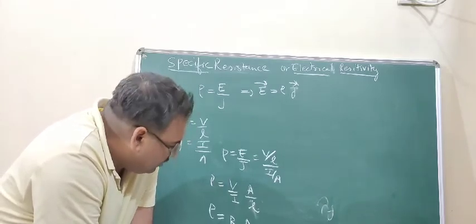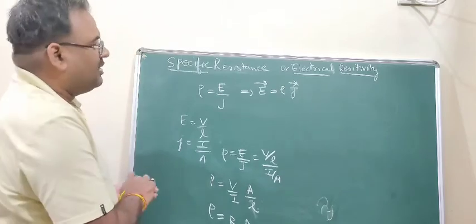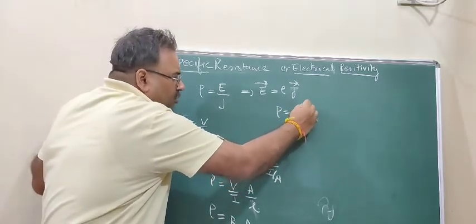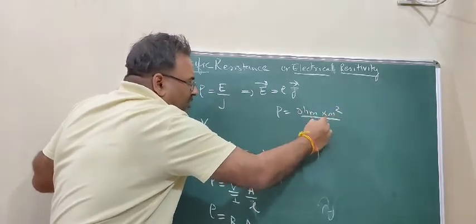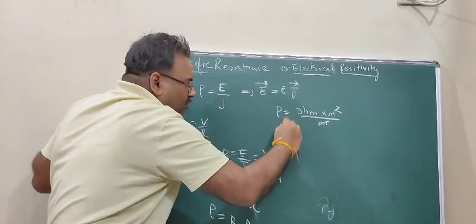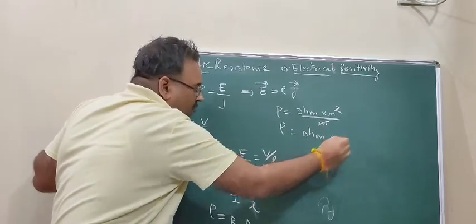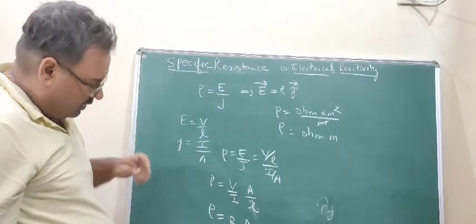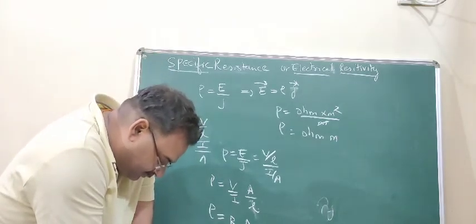Now we will find out the unit of specific resistance, rho. Now rho is equal to R A upon L. The unit of R will be ohm, the unit of area will be meter squared and the unit of length will be meter. So meter cancels with meter. What unit of rho comes out? Ohm meter. Ohm meter. Okay. So the specific resistance unit is ohm meter.